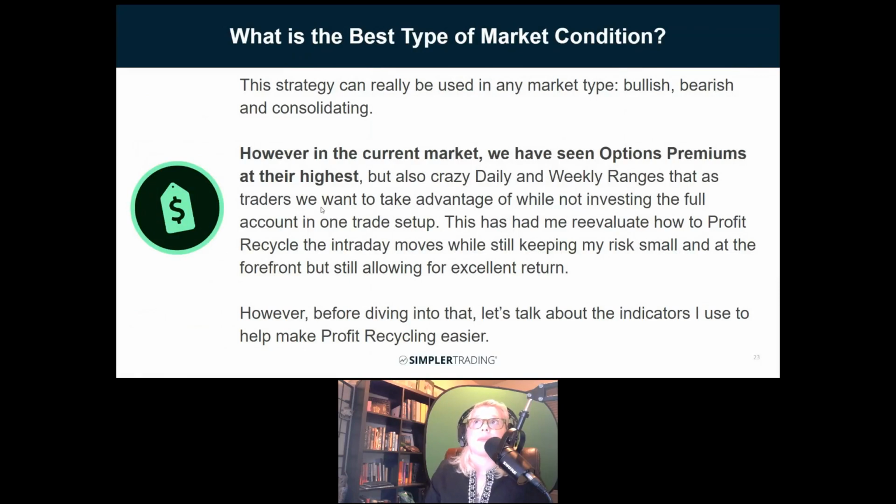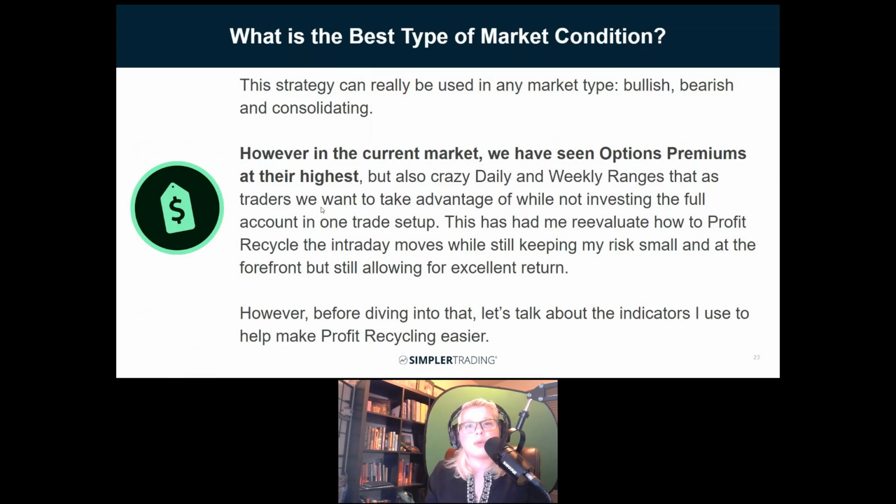So, what's the best type of market condition for this strategy? Well, like I mentioned, this strategy can really be used in any market type: bullish, bearish, and consolidating. However, in the current market, we have seen option premiums at their highest, but also crazy daily and weekly ranges that as traders, we want to take advantage of while not investing the full account into one trade idea. And so this had me personally reevaluating how to profit recycle the intraday moves while still keeping my risks small and at the forefront, right?